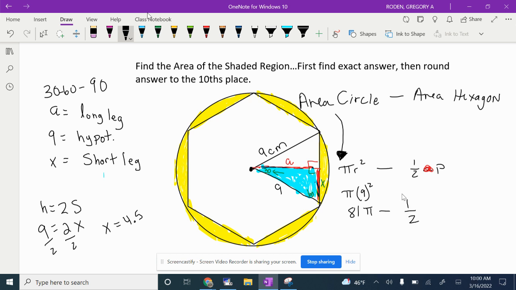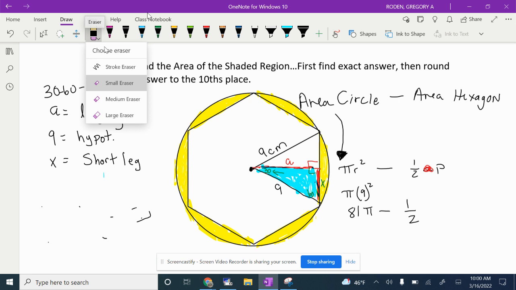Now we need to figure out A. We'll use x in a minute. Now let's figure out A. How do we figure out A? Well, that's going to be the long leg, right? Now, what's the formula we have here, guys, for the long leg? I'm going to erase this. You could use the Pythagorean theorem, absolutely, or we could use the long leg formula. What's the long leg formula, guys?